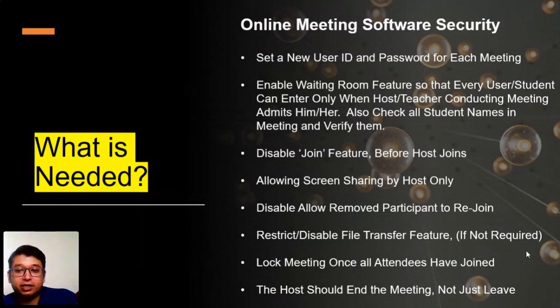Restrict or disable file transfer feature if not required, as in there are special cases where you may require it, so do it in the view of your IT controller. Lock meeting once all attendees have joined. And the host should end the meeting and not just leave, because if you leave, you have made the system vulnerable.